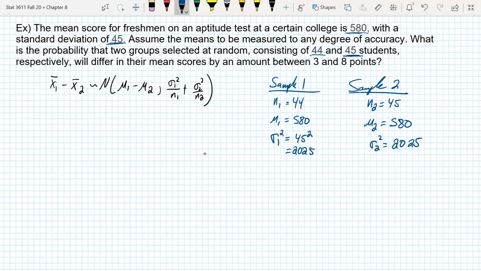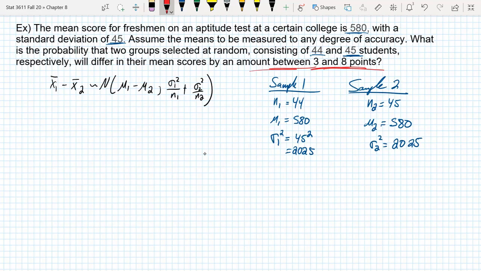Okay. So the means to be measured with any degree of accuracy. So the question reads, what's the probability that the two groups have mean scores that differ by an amount between 3 and 8 points? Between 3 and 8 points, okay? So I think there's one detail that is easily overlooked here. Let's take a look at what I think most will not overlook.